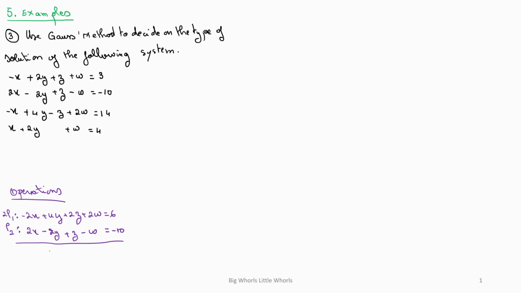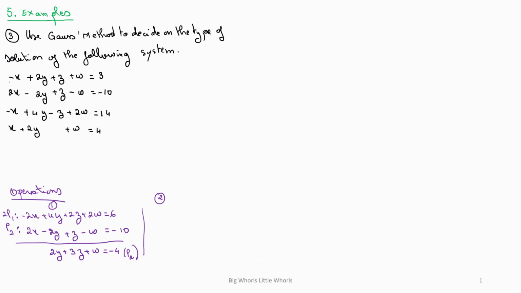So we are going to have 2y plus 3z plus w equals minus 4. This is minus 4, okay? Let me write it properly. So minus 4. This is going to be our new row 2. Let me continue with the operations, okay? So the second operation is going to be here.